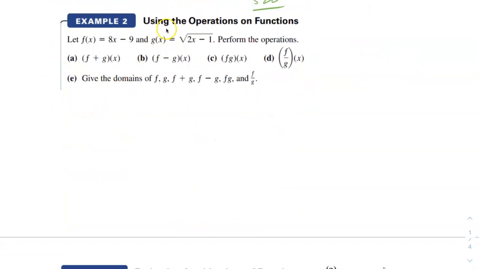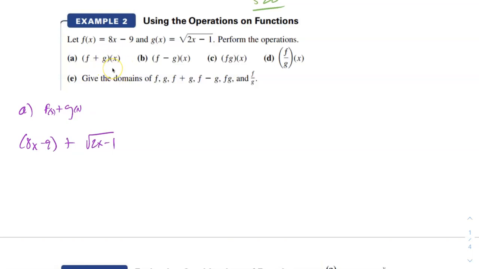Now we're going to use operations of functions to simplify these, but notice that they don't have an x value. They don't have a number in these. We're just going to simplify as best we can. So let's do A over here. I'm going to do f of x plus g of x. That's what this symbol means. I want to add f plus g. The x is just the variable we're using, so each one of these is an x. That's all that means. So f, 8x minus 9, plus g, which is radical 2x minus 1.